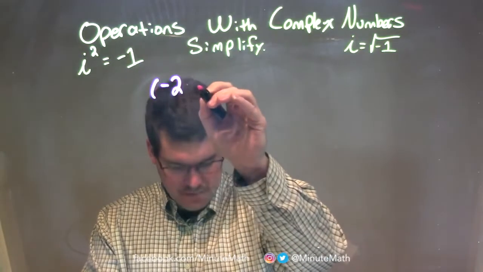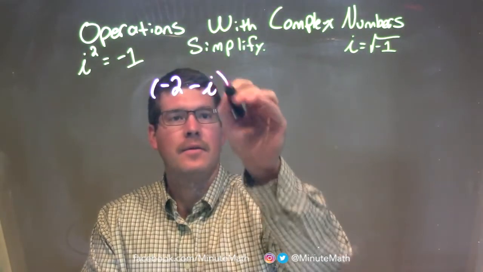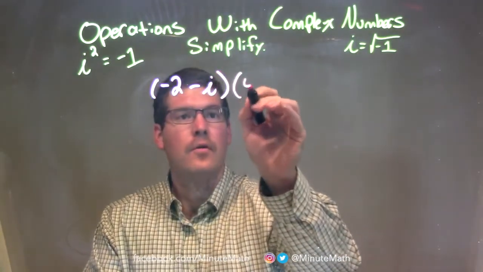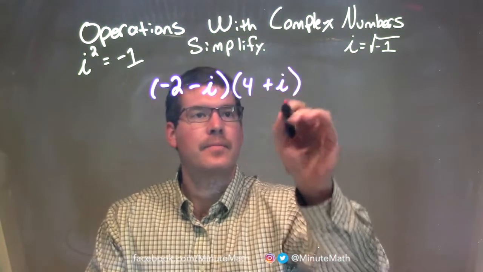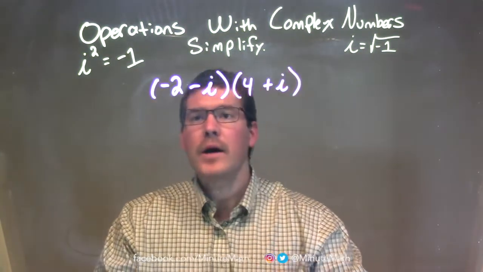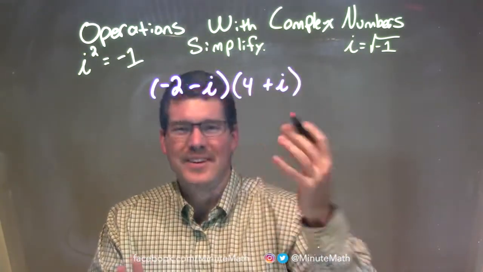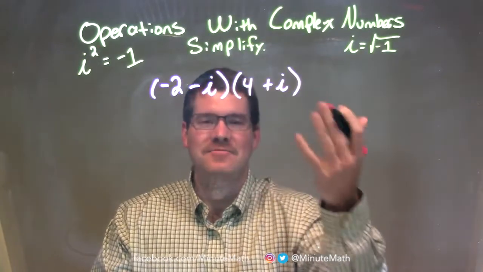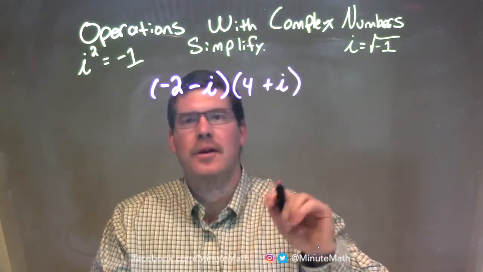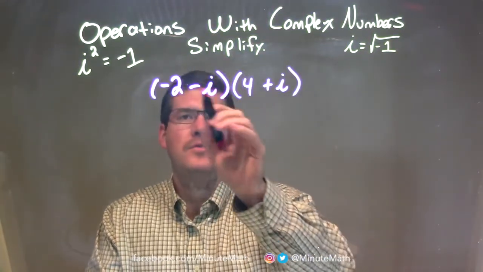Minus 2 minus i times 4 plus i. Okay? Well, we want to distribute this. We want to essentially FOIL, right? And we're going to treat i like it's a variable, kind of. All right, we'll see where the difference comes. So let's just do that.